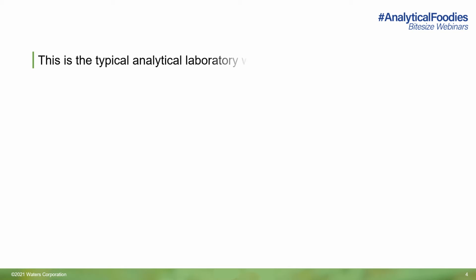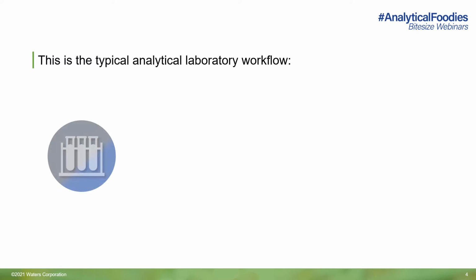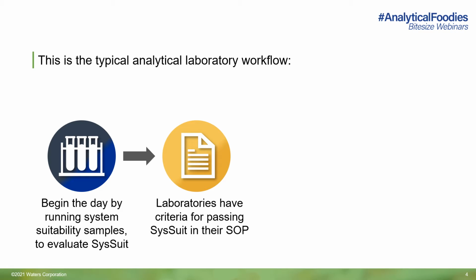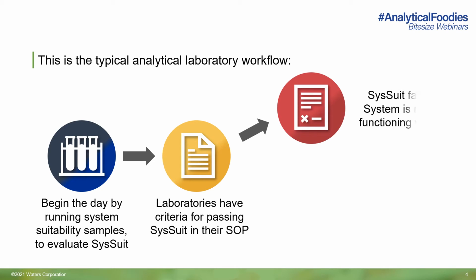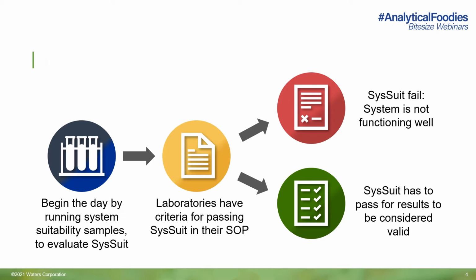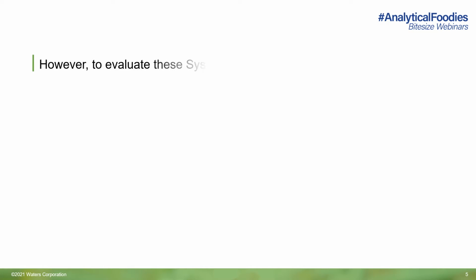This is the typical analytical laboratory workflow. The analyst begins the day by running samples to evaluate SysSuit. Laboratories have criteria for passing SysSuit in their SOP, and if SysSuit fails, the system is not functioning well. SysSuit has to pass for results to be considered valid. However, it is not easy to evaluate this system suitability criteria.